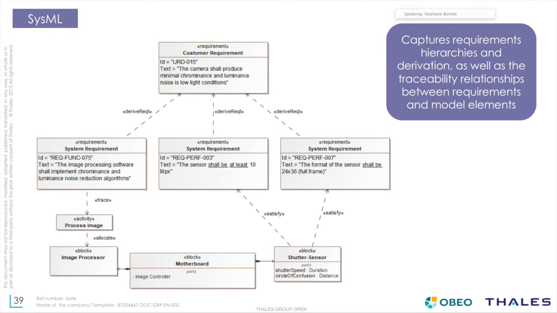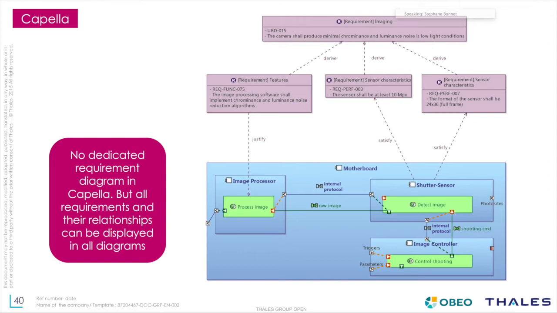So this is a specific diagram in SysML that allows to do that. In Capella, there is no dedicated requirement diagram, but all requirements and their relationships can be displayed in any Capella diagram. That means you could display the requirements in a data flow diagram, an architecture diagram, a sequence diagram, and so on. So it's something that is generic to all Capella diagrams.